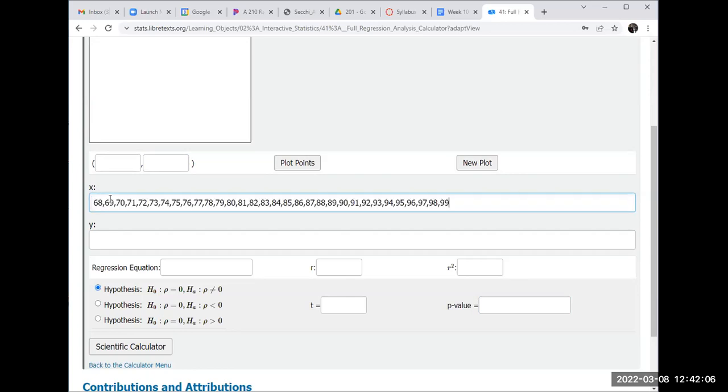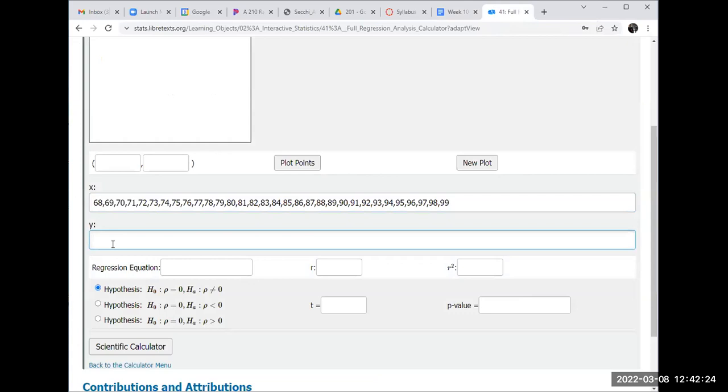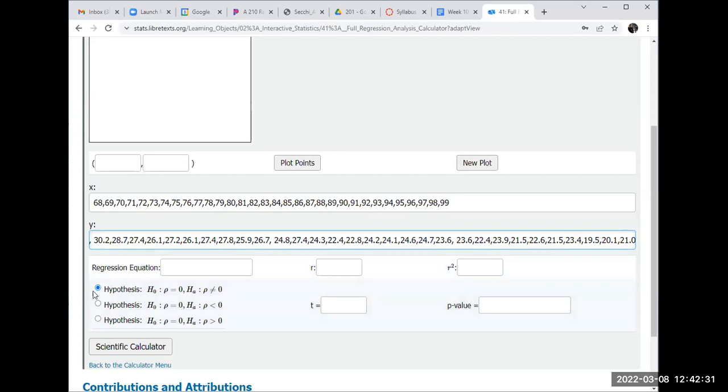And I can copy and paste these numbers in. And I made sure that I prepared ahead of time so I didn't have to type all these numbers over again. This took a long time today. I did this today. And I typed all these numbers out from the website from UC Davis, this site. And I pop them in. And we definitely want to do the hypothesis where rho equals 0 and rho not equals 0. And I'm going to click plot points.